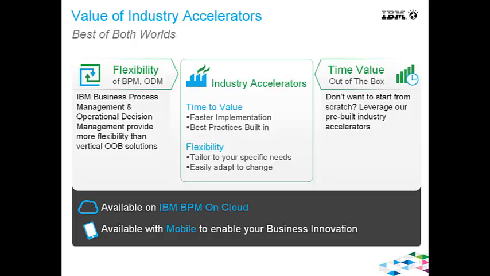Industry accelerators provide the best of both worlds, flexibility and time to value. Our pre-built industry accelerators provide time to value by giving you a jump start to implement faster, while taking advantage of industry-specific best practices. IBM Business Process Manager and IBM Operational Decision Manager provide greater flexibility than vertical out-of-the-box solutions and are easy to tailor to meet your specific needs, which gives you the ability to easily adapt to change. In addition, IBM Smarter Process Industry Accelerators are available on IBM BPM on Cloud, offering low startup costs and fast return on investment. Our industry accelerators are available with mobile, so you can take your business to the next level and stay one step ahead of your competition.